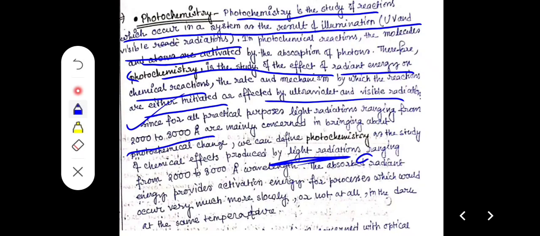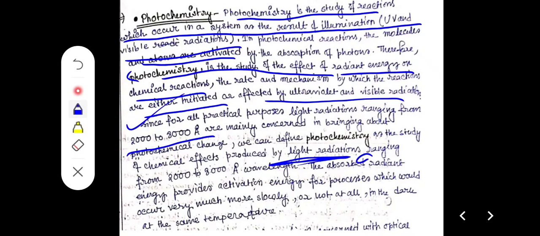So we can define photochemistry as the study of chemical effects produced by light radiation ranging from 2000 to 8000 angstrom, because when a chemical reaction is performed, in most cases the UV visible region, 2000 to 8000 angstrom or 200 to 800 nanometer, is very effective, and due to this some reactions can happen, initiated or affected.